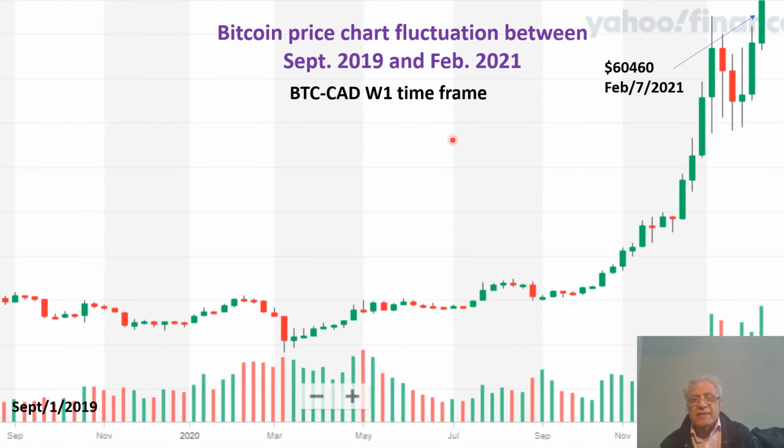This is Yahoo Finance, BTC, Canadian, and W time frame. Each candle represents 1 week of trading. This is a Bitcoin price pattern from September 2019 to February 2021. So I'm going to analyze this pattern in 1D time frame and show you exactly where the price is going to go up and down, where you can enter the market, where you can exit the market, how you use all those patterns and formations and so on.